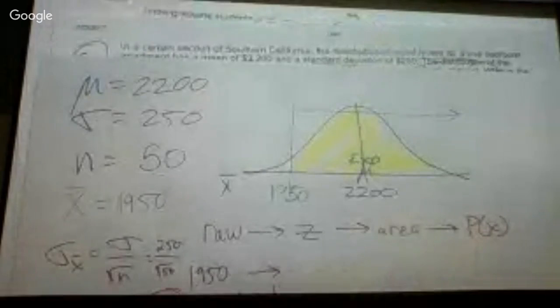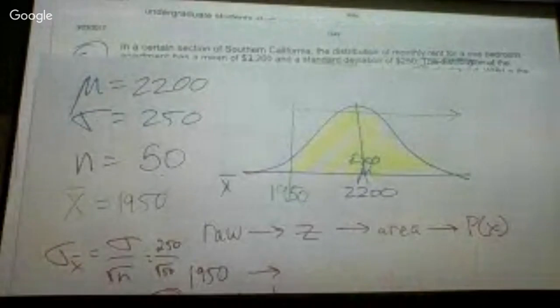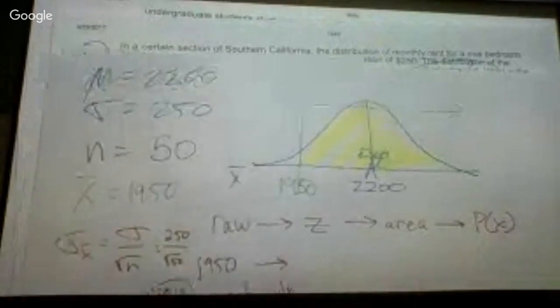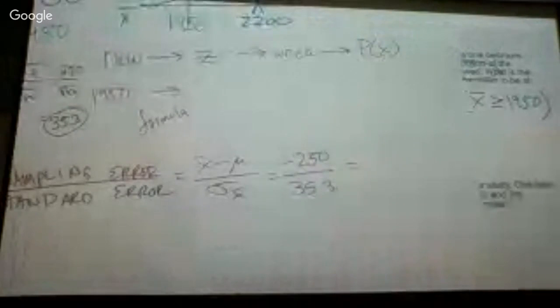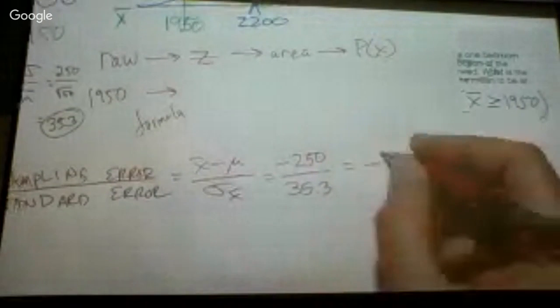Because my sampling error is the difference between what I observe and what I expect. So what's the value of my sampling error? Easy to calculate. Negative 250. Perhaps you see why now I don't care whether it's 30 or 35 or even 40 for the standard error. Because what's the value of my z-score now? Negative 7.